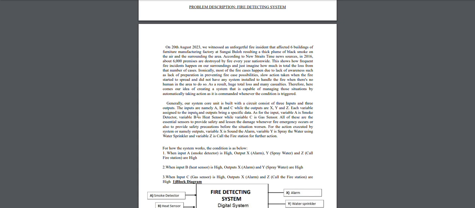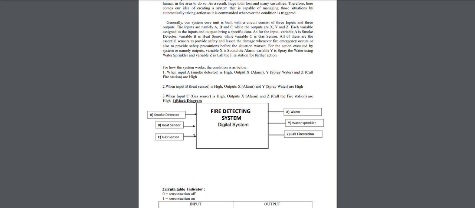Fire-related statistics: approximately 6,000 premises are destroyed by fire annually in Malaysia. Issues identified: the lack of preparation or awareness, slow response to fire emergencies, and absence of systems to handle fires autonomously when no one is present. Proposed solution: an automated system to handle fire emergencies using digital inputs and outputs.